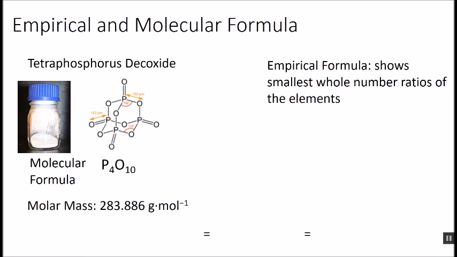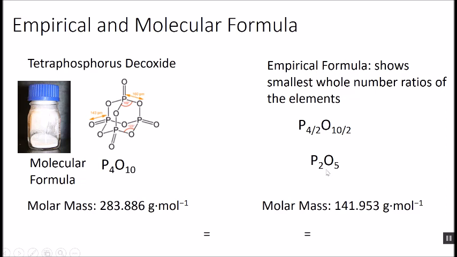Now, do you remember how to get the empirical formula? To do that, we need the smallest whole number ratios between the phosphorus and the oxygen. So how would we get that? Well, to get the smallest whole number ratios, we'd have to divide both of these by 2. So that would give us a ratio of 2 to 5, and we can't get any smaller whole numbers than that. Now, just for the sake of this thought experiment, let's calculate the mass of this thing, P2O5. It's 2 phosphoruses, 5 oxygens, and we get this mass, 141.953.